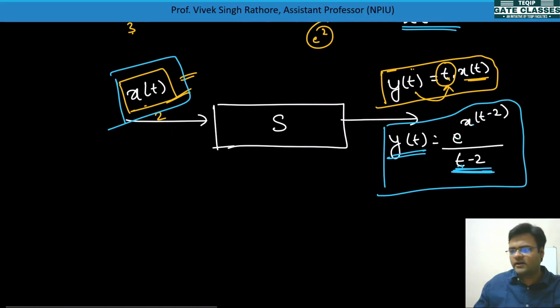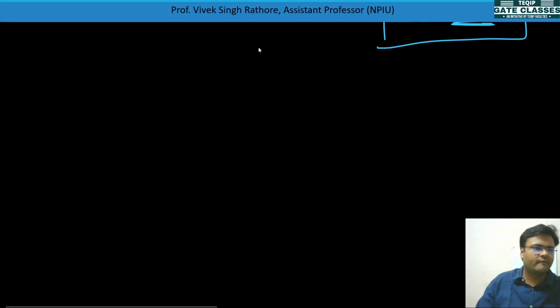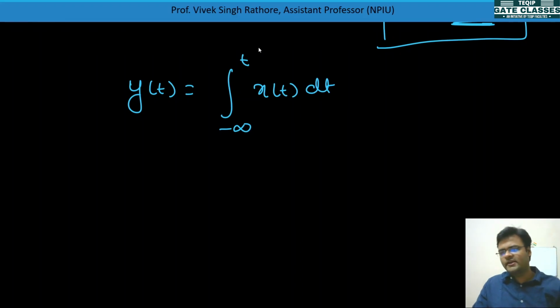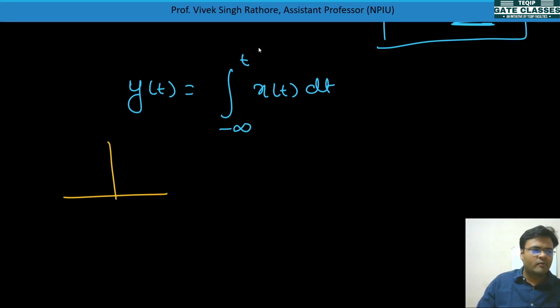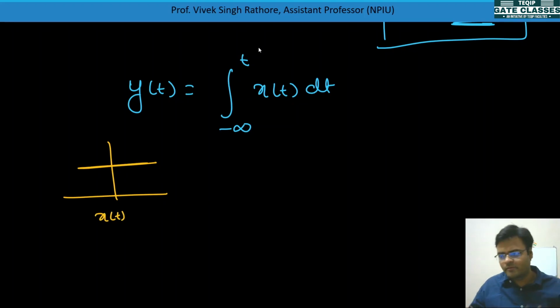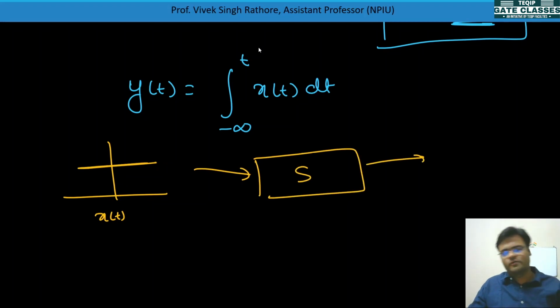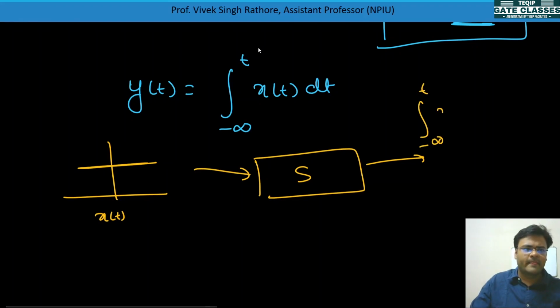So now we'll see another question. One more question is there. If you have been asked y(t) is equal to integral from minus infinite to t of x(t) dt, this question is there. Now we have to check if it is bounded or unbounded. Let's suppose this is your x(t) signal, and this is a bounded signal. No problem, you have fed it into a system and we will get some output. What output will we get? We'll get the output as integral from minus infinite to t of x(t) dt.